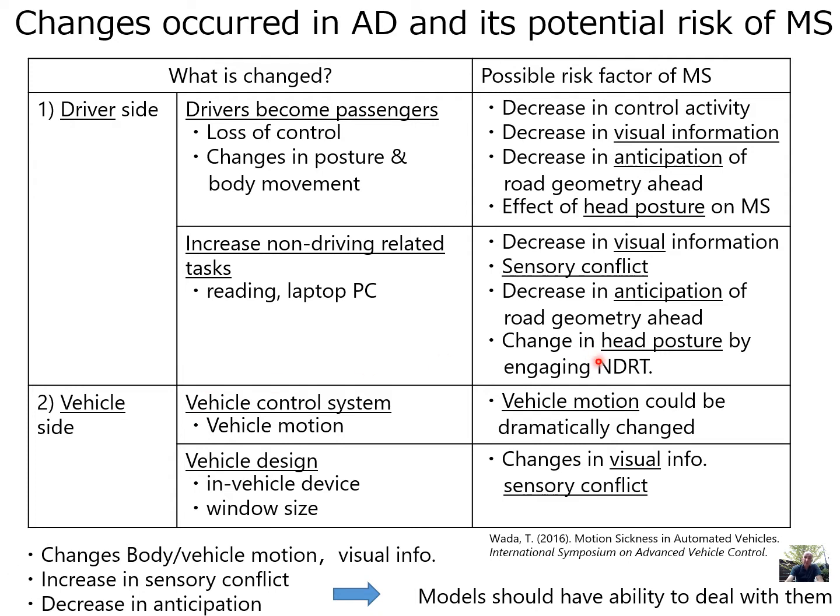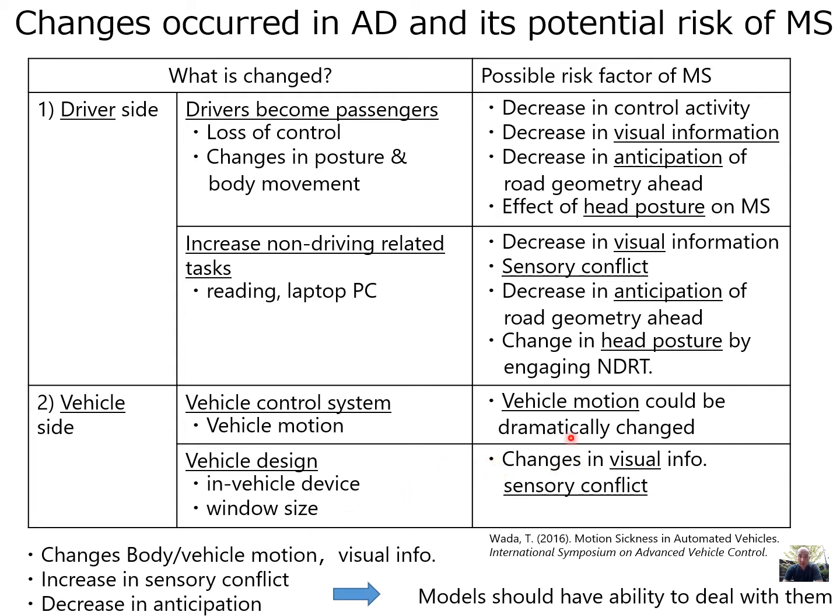And the changes on the vehicle side include that the vehicle control system should be changed. The potential risk is that the vehicle motion could be dramatically changed. And also, vehicle design might be changed, such as window size and the introduction of in-vehicle devices. The potential risk includes changes in the visual information and sensory conflict.